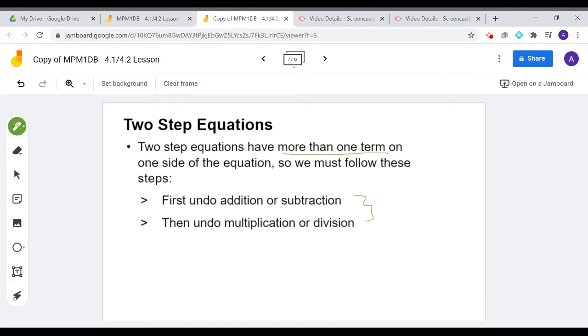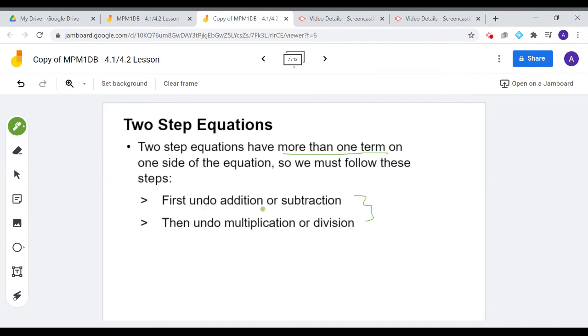Hello everybody, we're going to now talk about solving two-step equations. Two-step equations have more than one term on one side of the equation, so we need to do more than one step to isolate our variable. Because we've got to do more than one step, we need to think about the order of the steps.